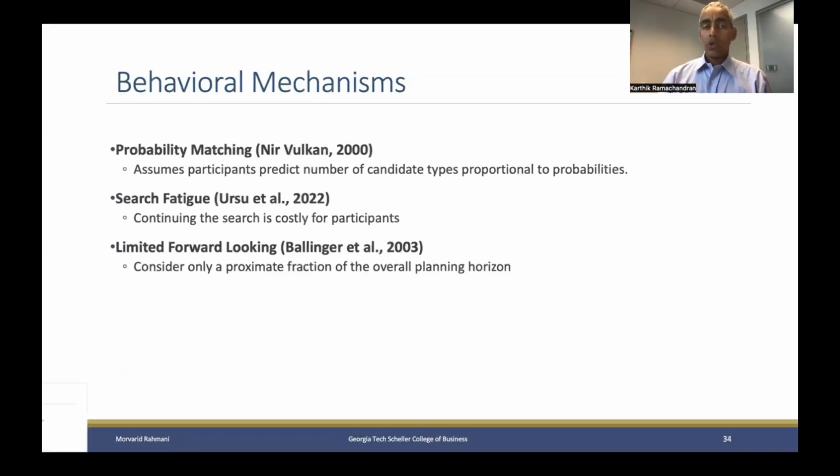On top of this, we also consider many different behavioral mechanisms that could possibly explain this outcome in the experiment. We consider probability matching, search fatigue, and limited forward looking. And we find that search fatigue and limited forward looking offer the best explanations and organize our data best of all.